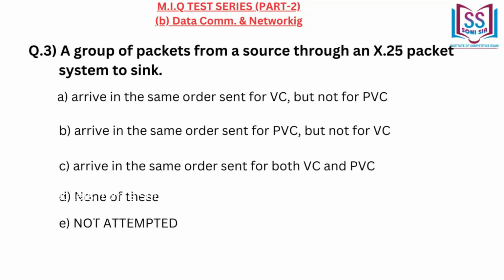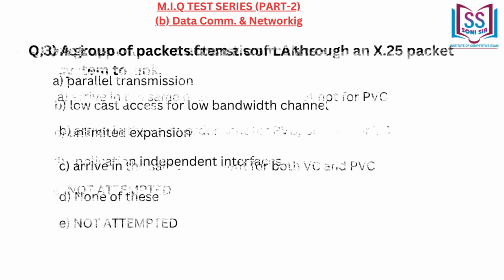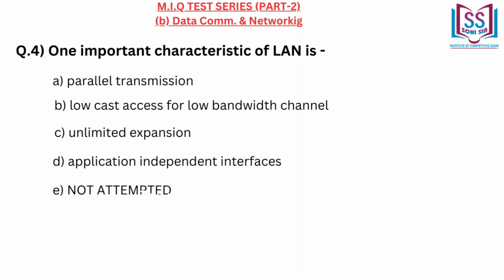A group of packets from a source through an X.25 packet system to a sink ____. A. Arrive in the same order sent for VC, but not for PVC. B. Arrive in the same order sent for PVC, but not for VC. C. Arrive in the same order sent for both VC and PVC. D. None of these.